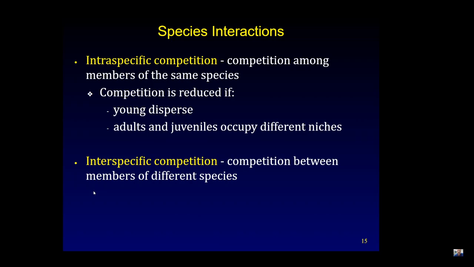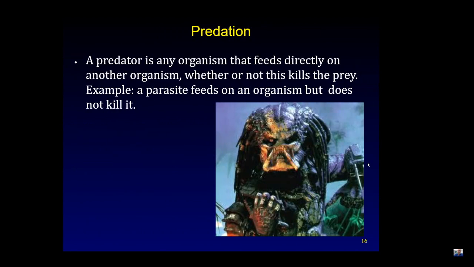Interspecific competition is competition between members of different species. So think about maybe a hyena and lion again. They're competing against each other, or a lion and a gazelle, right? They're competing versus each other. So those are between different species. So write down those two terms, please.